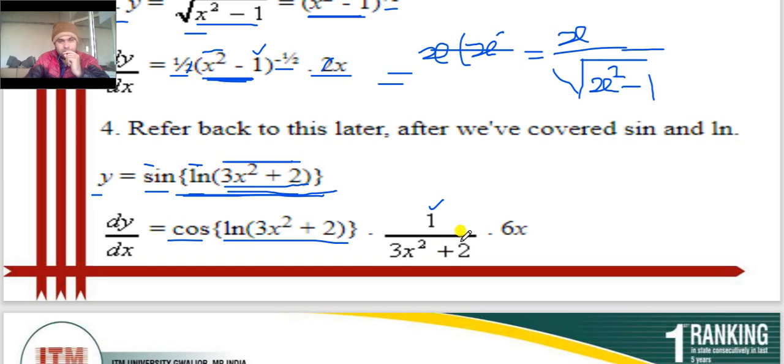Now the center one we have to differentiate. That is 3, and differentiation of x square is 2x. So 3 into 2x will be 6x, and the differentiation of this 2 will be 0. So we have to multiply all these things to get the final answer. So this is your final answer of the question.